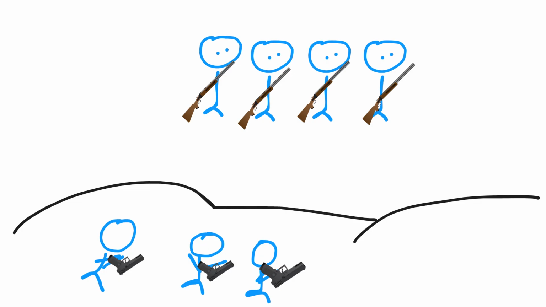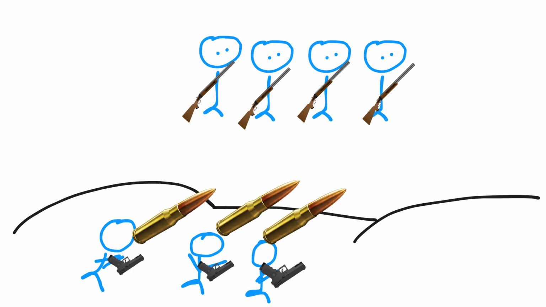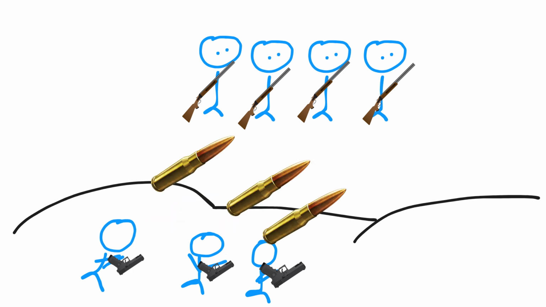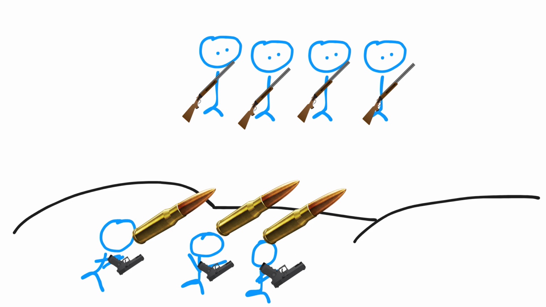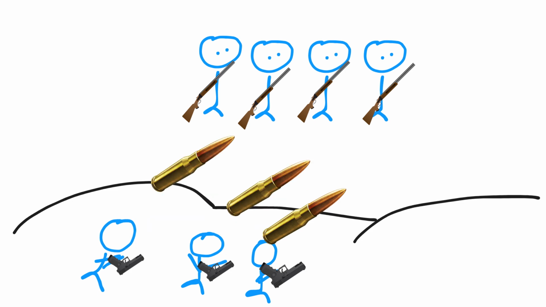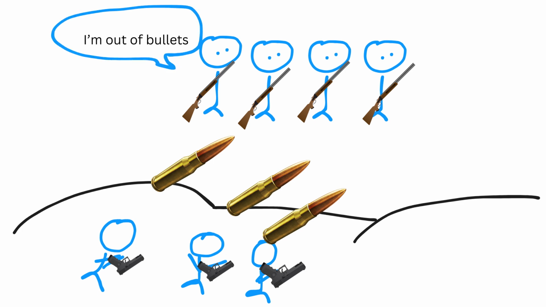Attrition. Attrition tactics focus on wearing down the enemy through prolonged engagement, often by trading casualties in a war of attrition. This tactic aims to deplete the enemy's resources, manpower, and morale over time.